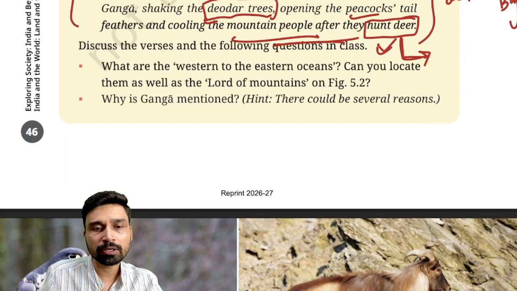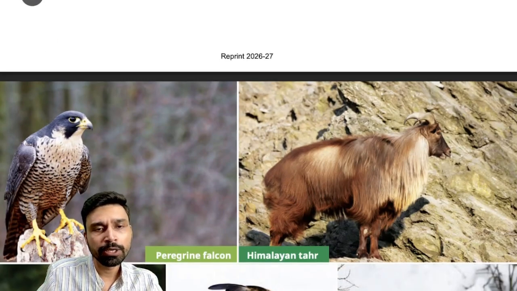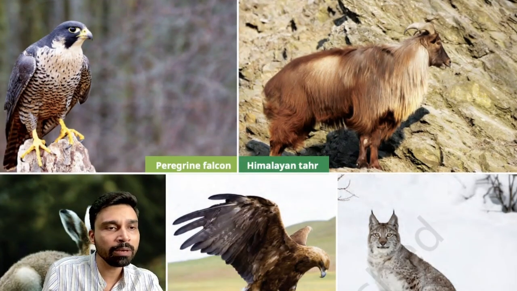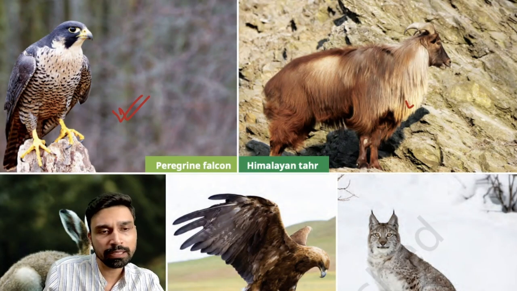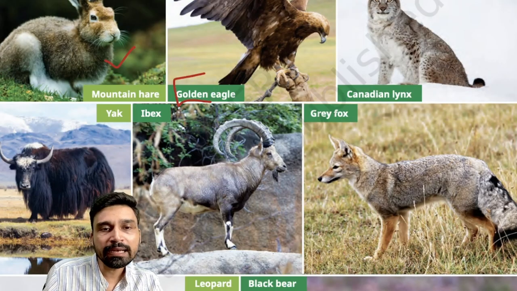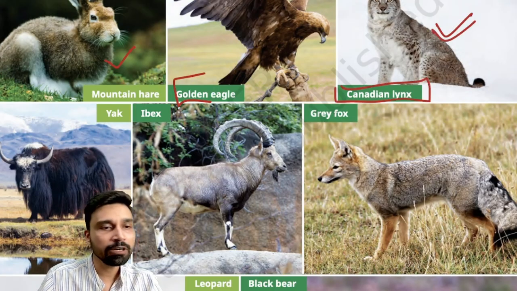Here further, as we go to the next page, you can see variety of life forms that exist in the mountains. For example, in the Himalayas, you'll find peregrine falcon. There, similarly, you will find Himalayan tahr. Apart from that, you will find mountain hare, golden eagle, you can see from here, Canadian lynx. These are the animals which are found in the areas where mountain is covered with snow.